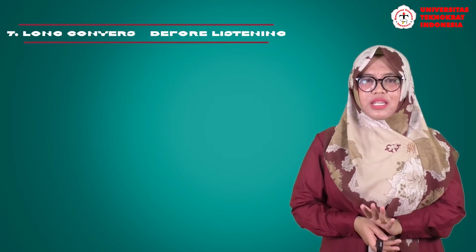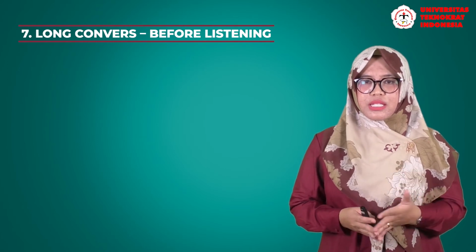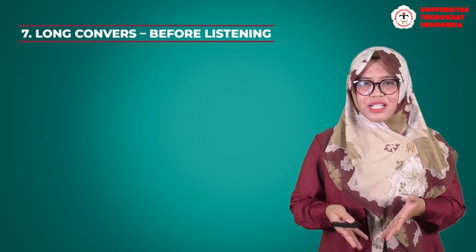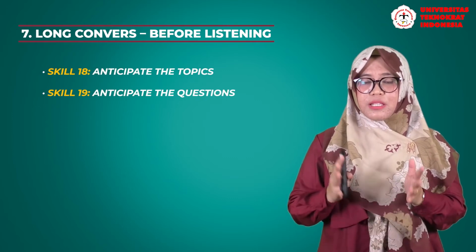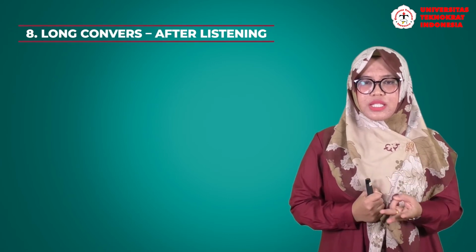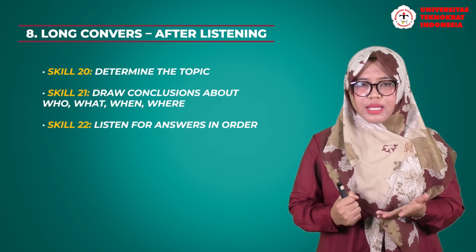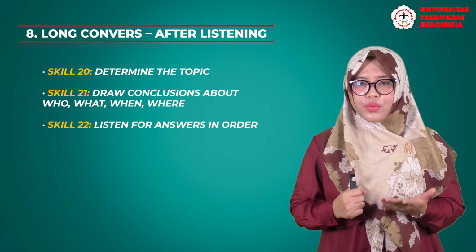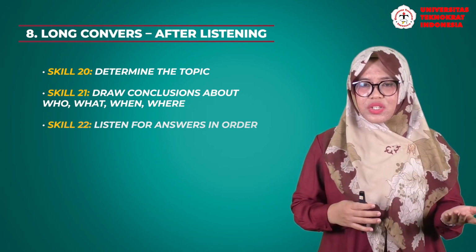What about the 7th and 8th strategies? The 7th strategy is about long conversations before listening. There are 2 skills under this strategy. You have to be able to anticipate the topics and then anticipate the questions. And then the 8th strategy is about long conversations after listening. There are 3 skills under this strategy. The first skill is about determining the topic. The second, drawing conclusions about who, what, when, and where. And the last is about listening for answers in order.